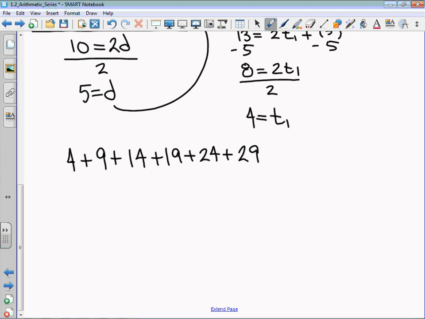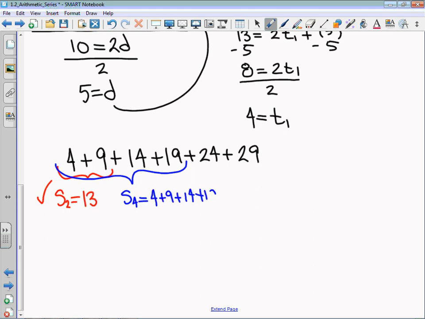Now, one of the best parts about this is we can now check our work. I'm going to check these two. The sum of these two numbers, 4 plus 9, is 13. That works with what they told us in the original question. I'm also going to check these four right there. The sum of four terms, and I'll write it here, is going to be 4 plus 9 plus 14 plus 19. 4 plus 9 is 13. 14 plus 19 is 33. And I get 46. Again, that checks out with what the question gave us.